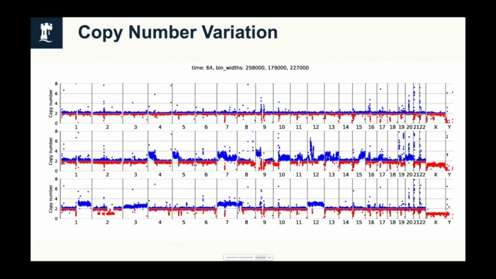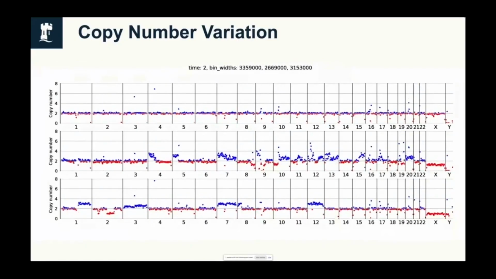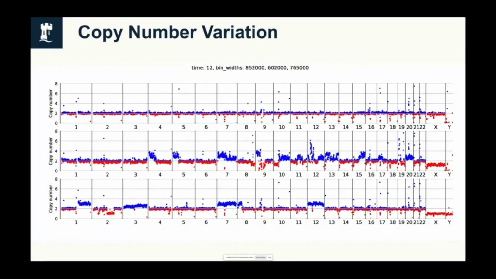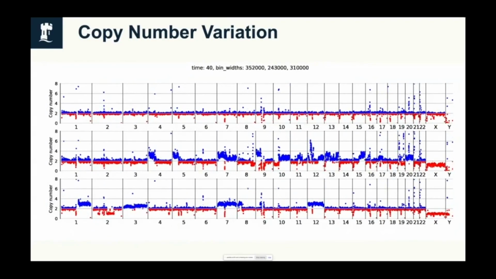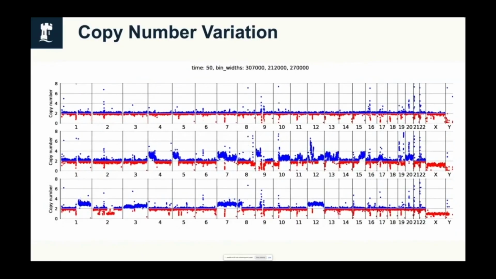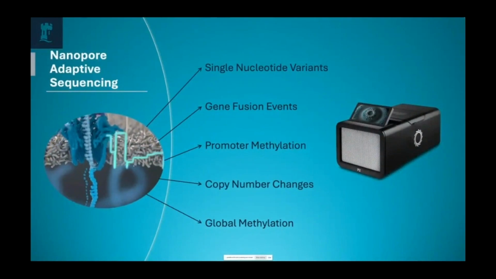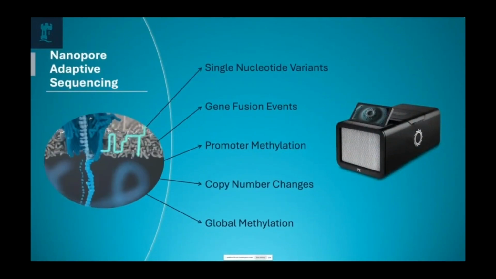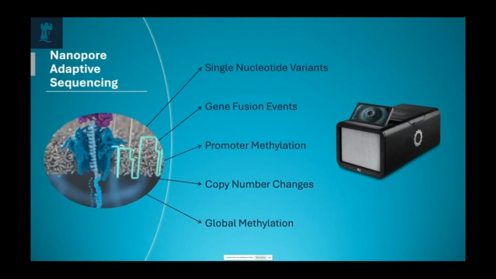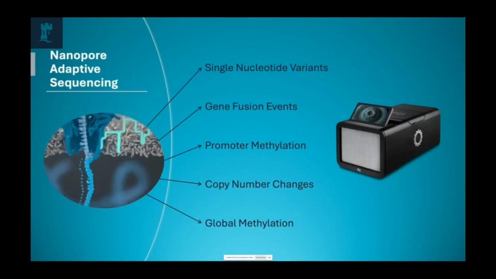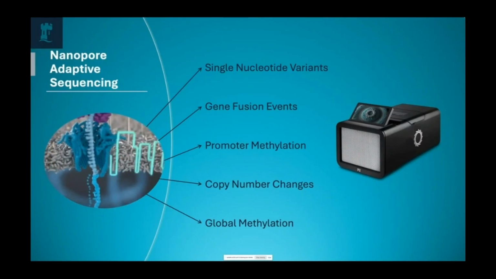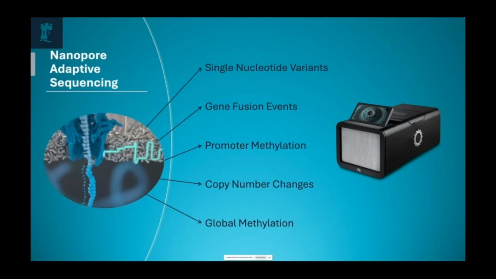So we developed these methods initially back in 2016, and then we released updated methods in 2020, which allowed us to do this at the scale of human genome. And those rich methods now have been incorporated into Nanopore's sequencing platform. And so you can get all of these things: single nucleotide variants over genes of interest, specific gene fusion events, promoter methylation, copy number changes, and global methylation. And when we published this in 2020, we were very excited about our findings, of course.